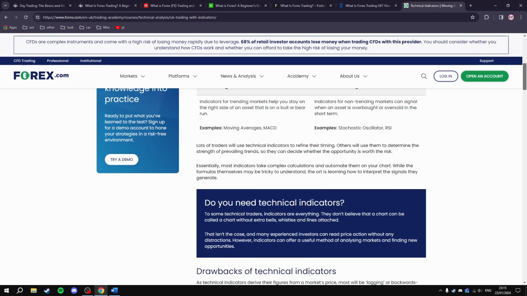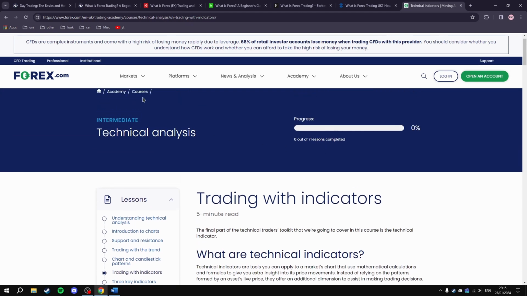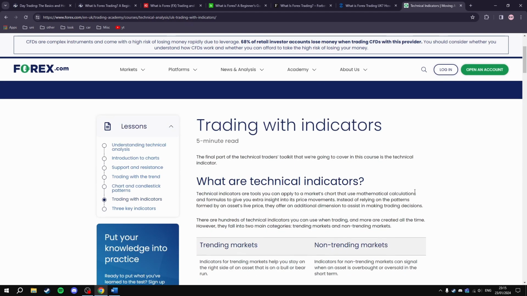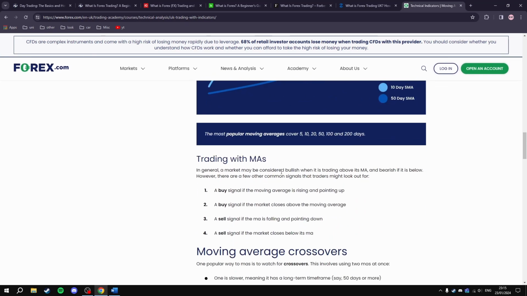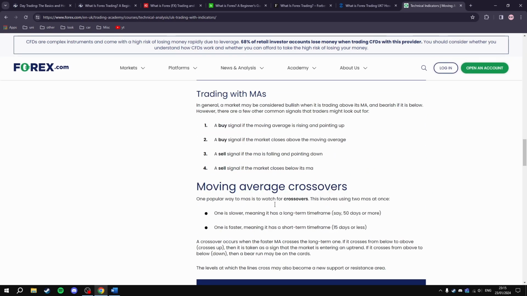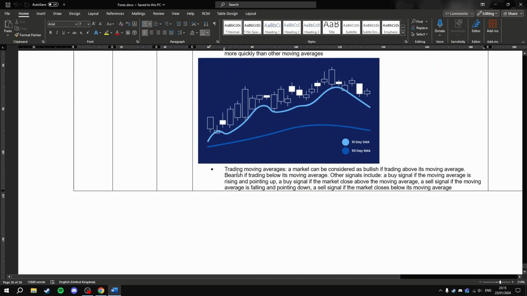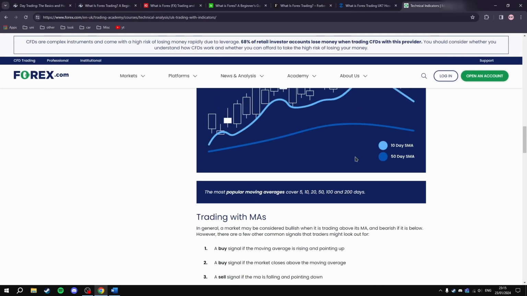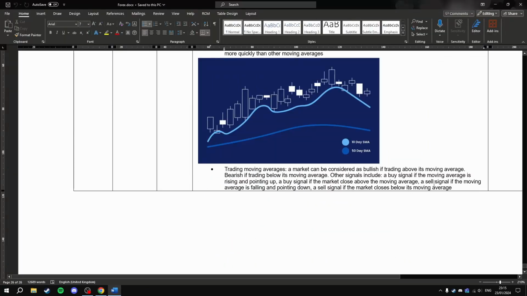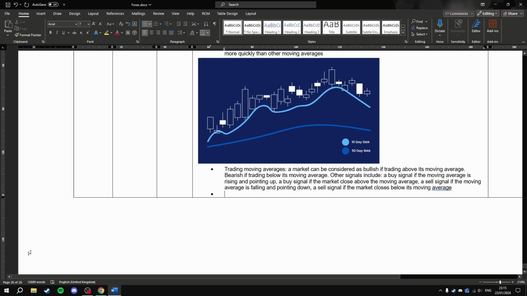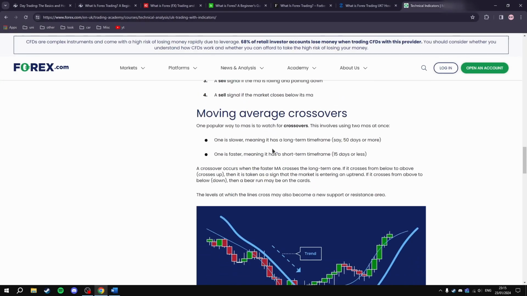So in the last video we were going through the trading with indicators lesson in the technical analysis course on forex.com. We read through and made notes on the first few bits up until the moving average crossover section, and that's the bit where we got off. So we've got that chart there, and the 4 bullet points are written around here. So let's carry on from where we left off last time, which is moving average crossovers.